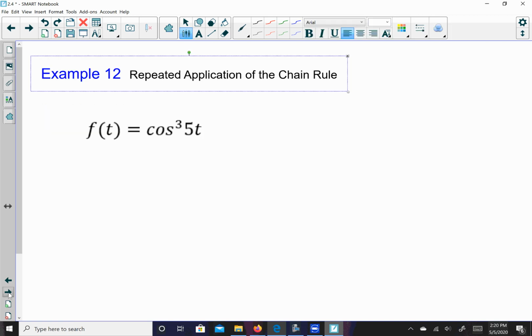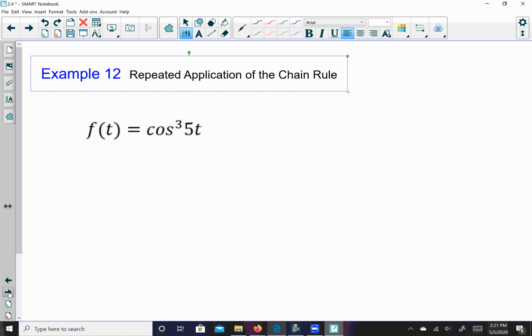So here's one where I have a lot going on. I have 3 things going on to this variable t. I have it multiplied by 5, I have taking the cosine of it, and I have raising it to the cube power. So if I were to substitute a t in there, like pi, I would take 5 times pi first. Then I would find the cosine of 5 pi. And then once I found the cosine of 5 pi, I would raise that whole thing to the 3rd power.